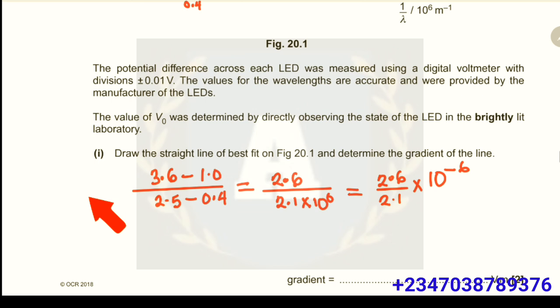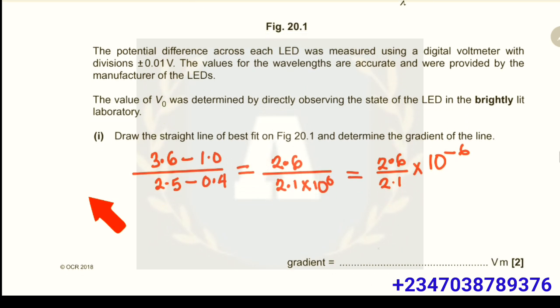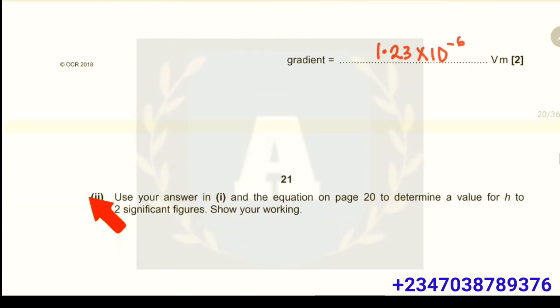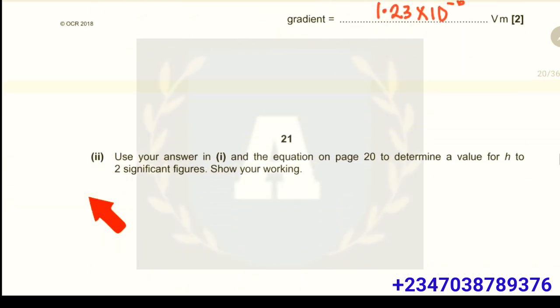Okay, so what do we have? 2.6 divided by 2.1 is 1.23 times 10 to the power of minus 6. Okay, so there we got the gradient. So we have to use the answer in Roman figure 1 and the equation on page 20 to determine the value of h, which is the Planck constant, to 2 SF, and show your workings.